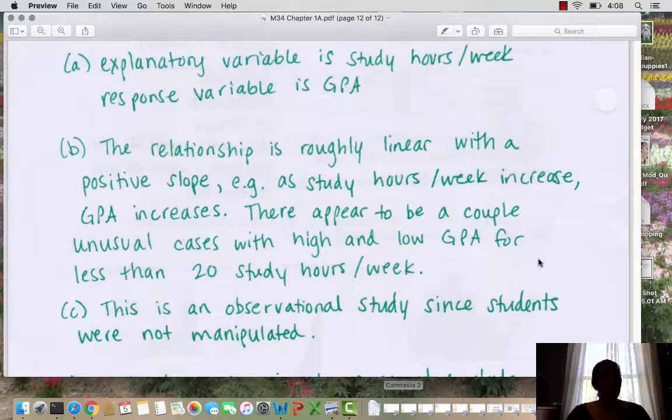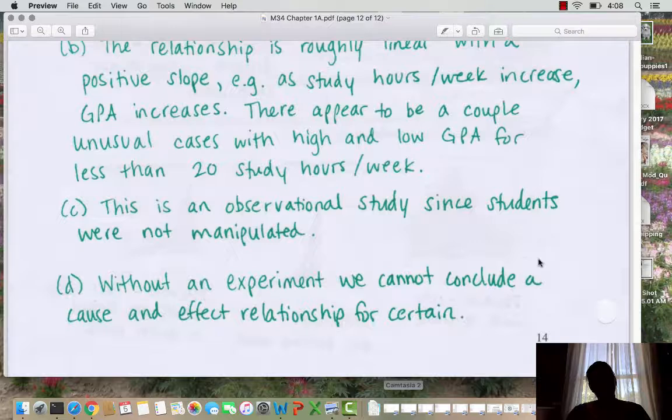This is an observational study since the students were not manipulated, right? This would be a hard one to design an experiment around someone's grade point average. Without an experiment, we cannot conclude a cause and effect relationship for certain. We can comment on trends that we see, and we'll see how we can do statistical analyses about whether or not there's a relationship and the strength of the relationship, but we do need an experiment to make a conclusion for certain.